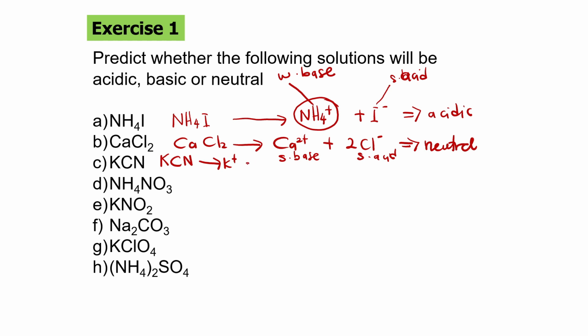Okay. Alright, KCN. So kita akan dapat K plus dan juga CN minus. Okay. K daripada KOH, CN dia daripada HCN. So KOH is strong base. Jadi garam kita bersifat apa? Bersifat basic. Okay, right. So the rest you have to try on your own. So we have NH4NO3, KNO2, Na2CO3, KClO4, and (NH4)2SO4. Okay, so that's all for this part.